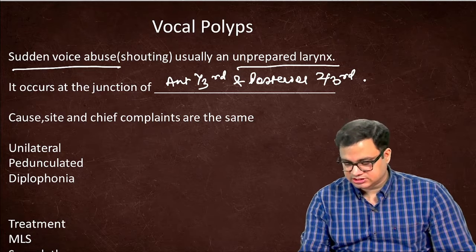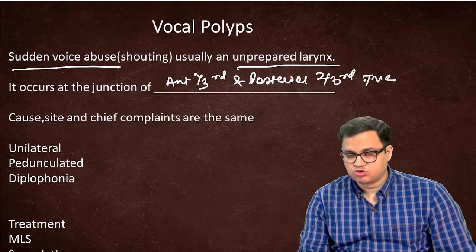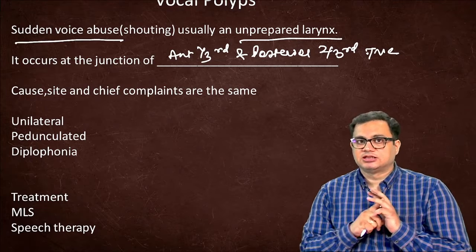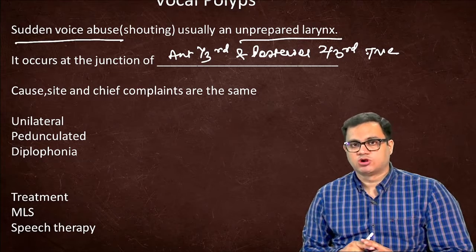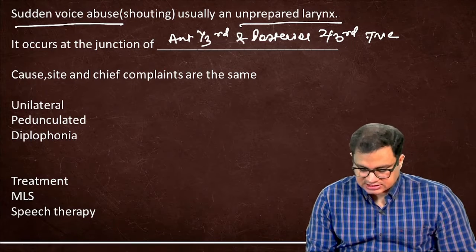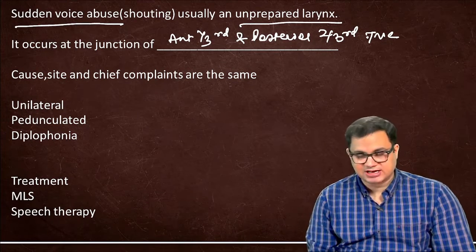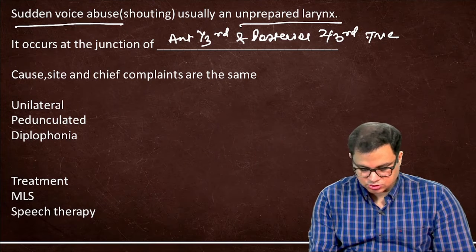and it also occurs at the junction of the anterior 1/3 and the posterior 2/3 of the true vocal cord. And the cause, site and the chief complaint are the same as we are seeing in the vocal nodule. The only difference is that it is unilateral. If you see the vocal nodules, they were bilateral, but this condition is unilateral.